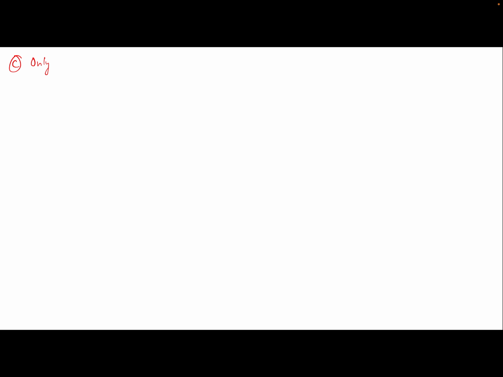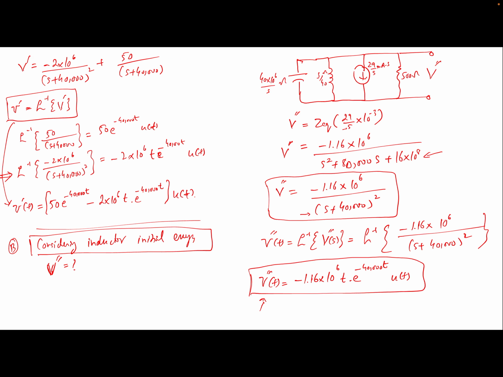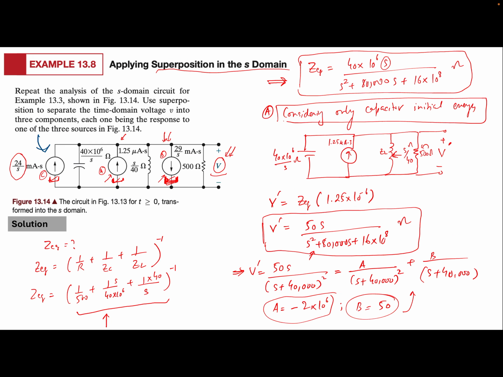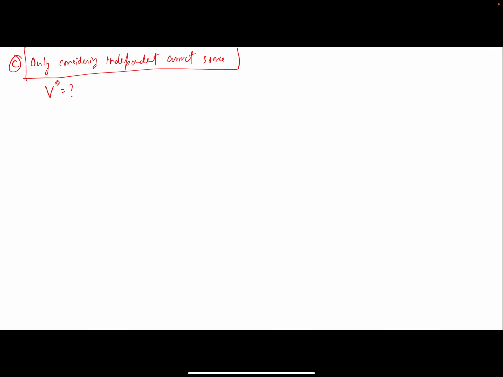C, only considering independent current source. Okay, so if I'm only considering independent current source, and again I'm going to call it as V3 prime. Okay, so I should do it by remaking the circuit. Again, remaking the circuit, your resistor, your impedance of the capacitor, and impedance of the inductor will remain the same, will come in the circuit again. We are just picking one energy source at a time, so now I am picking my input source.